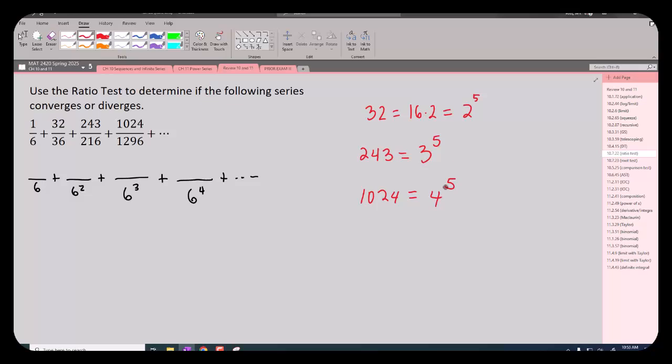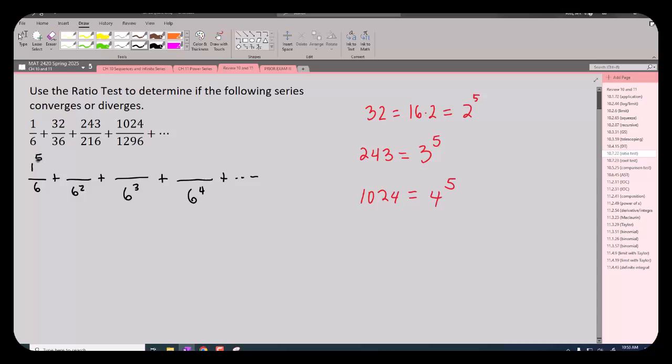So 4 squared is 16. 16 times 16 is 256. 256 times 4 is 1,000 plus 4 times 6, which is 1024. Okay, so it works.